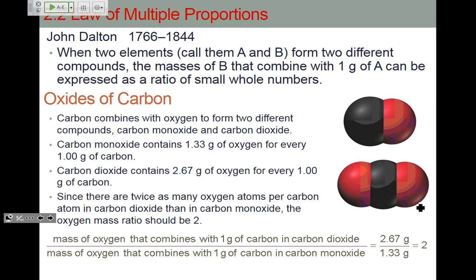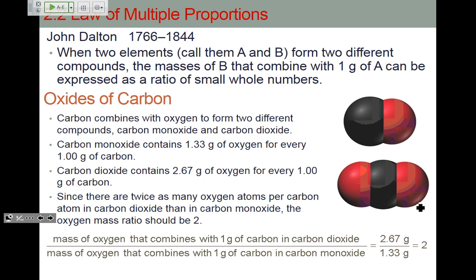If we did the same thing and we figured out the mass of carbon in carbon monoxide for 1 gram of oxygen and the mass of carbon in carbon dioxide for 1 gram of oxygen, we'd also get a small number ratio. What would it be? 1, because we have 1 carbon in each of those molecules. So we'd see that. So that's true, and again, it's based on our bonding patterns, which we will learn about later, about how these bond.